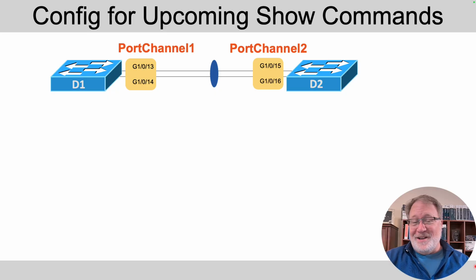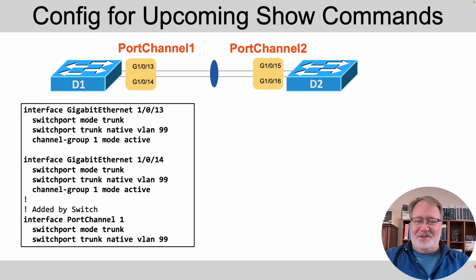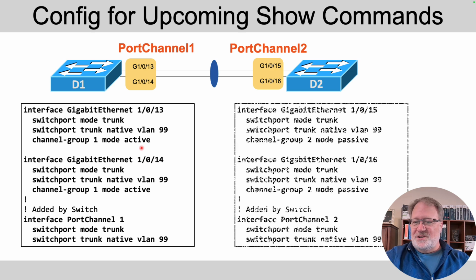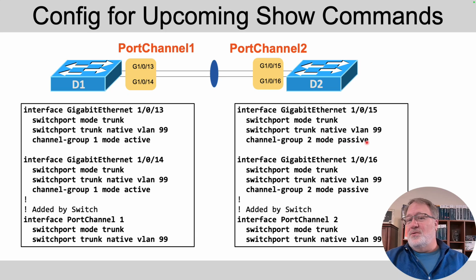There are a lot of show commands you can look at for EtherChannels. So for a config backdrop, it's the same config I just went over for LACP at the very end of that previous section. So we've got a switchport mode trunk and a change to the native VLAN on each of the two physical interfaces. Channel group 1 mode active on the left-hand switch, channel group 2 mode passive on the right-hand switch. So they're both using LACP. They both dynamically create a port channel interface that picks up those same two subcommands.